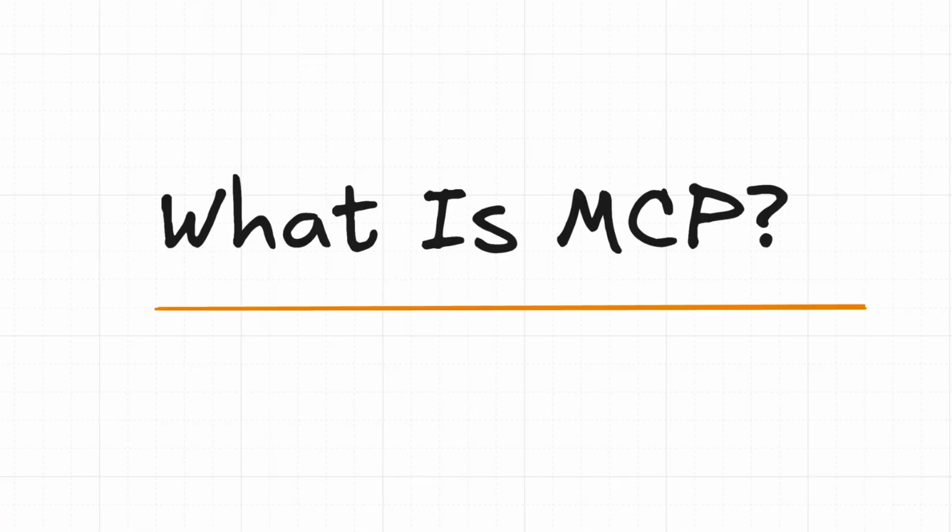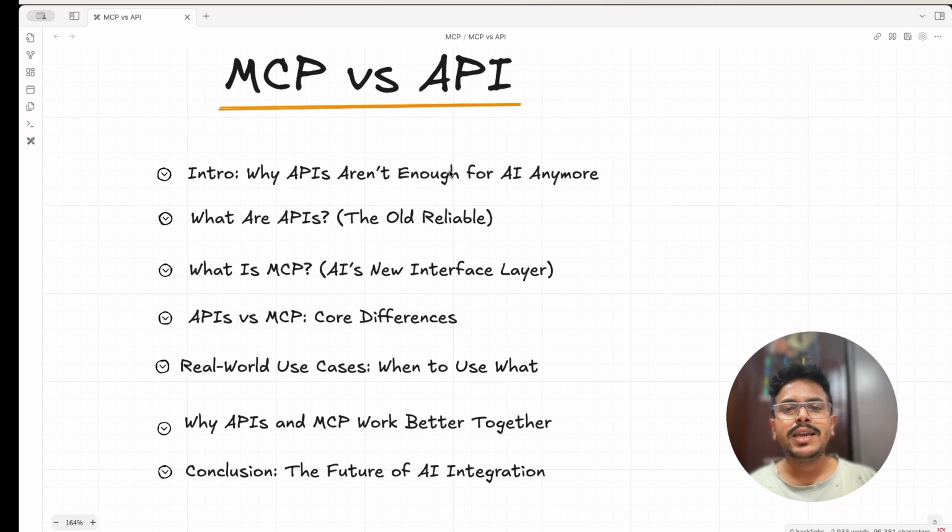So, what is MCP? It's AI's new interface layer. MCP stands for Model Context Protocol. It's a protocol to provide context to the model. It's a new standard designed for AI agents, especially LLMs, large language models. Unlike APIs, MCP is built for flexibility. It helps AI models discover and use tools on the fly.